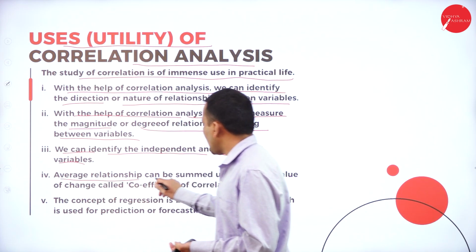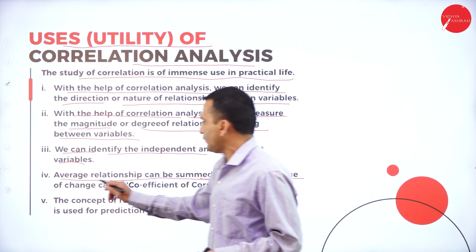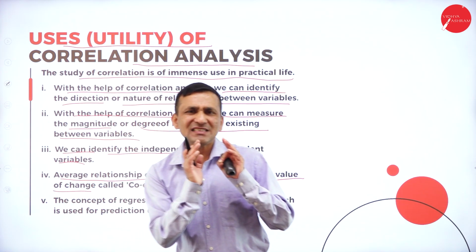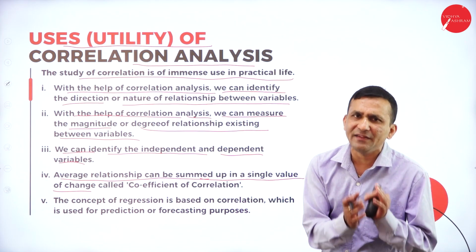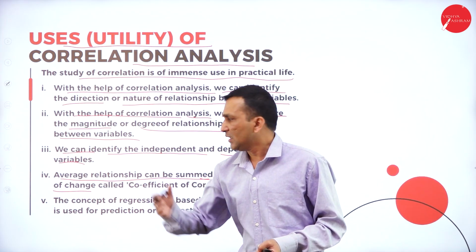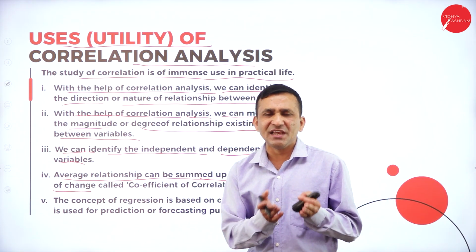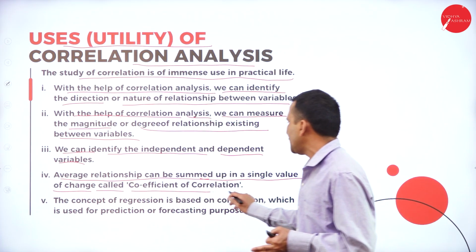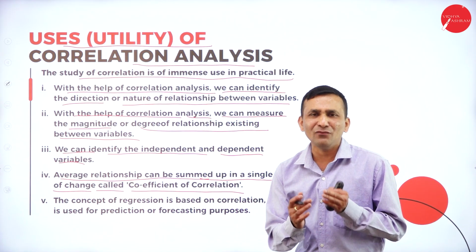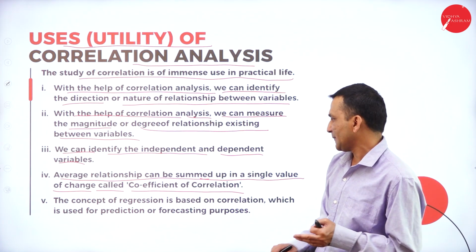So the average relationship can be summed up in a single value of change. For the set of data, X series or Y series, what we did in the measures of central tendency, now when you go for correlation, which gives the summary value, we call it the coefficient of correlation.